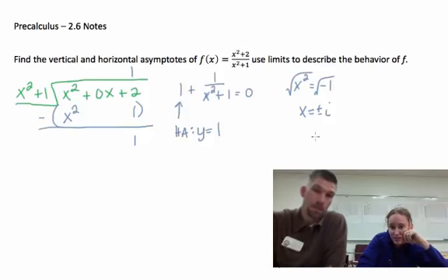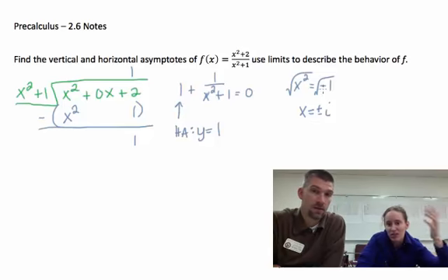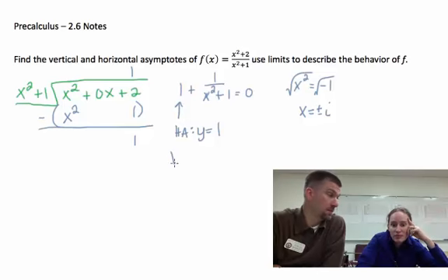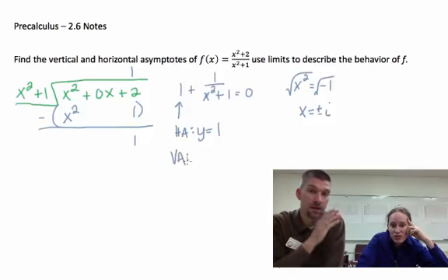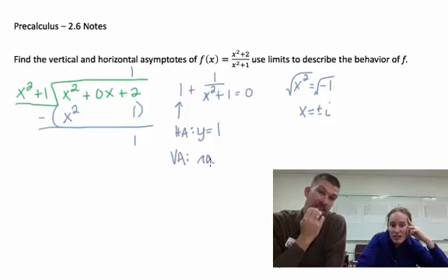But these are not x-intercepts because they're imaginary. You can't cross the x-axis at an imaginary spot. I didn't mean x-intercepts, I meant asymptotes. It would be an imaginary asymptote, which is not an asymptote at all. So the vertical asymptote would be none. There is not a vertical asymptote.